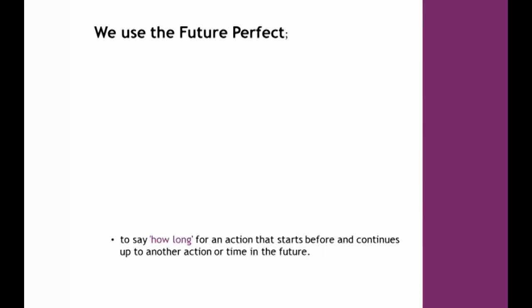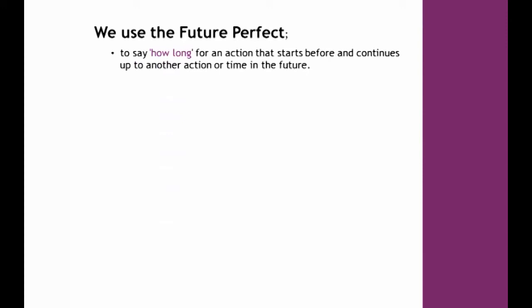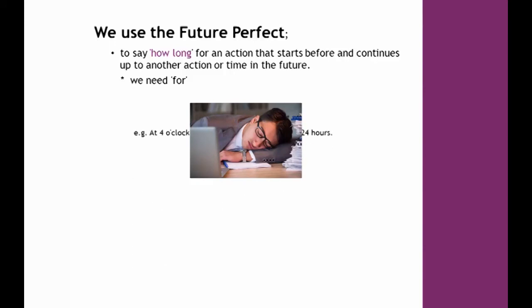Usage of the future perfect tense. We use the future perfect tense to say how long for an action that starts before and continues up to another action or time in the future. So, example, we need 4. Okay? At 4 o'clock, I'll have been in this office for 24 hours. So, there is a time indicator. 4. 24 hours.